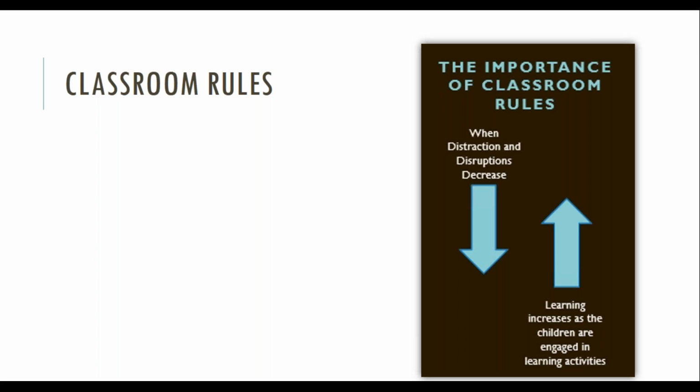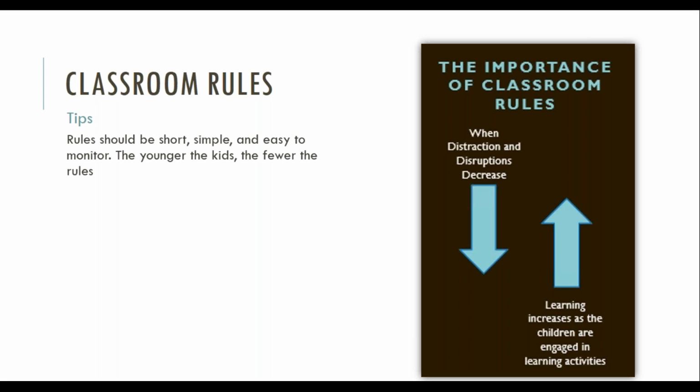So we really got to make sure that our classroom rules are consistent and that we are putting them in a place where the children can access them as well. And here are some tips that we have about classroom rules right here. Our first tip is you're going to notice that your rules need to be short and simple, and they got to be easy to monitor. And then the younger your children, the fewer the rules. So if you're a young threes teacher, your rules might look a little bit different than a 4-year-old teacher. So you want to make sure it's developmentally appropriate for the age group that you're working with.